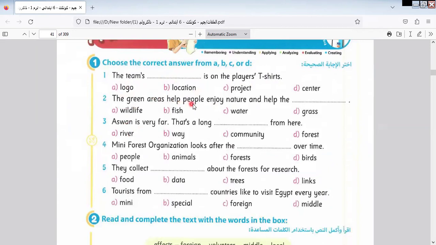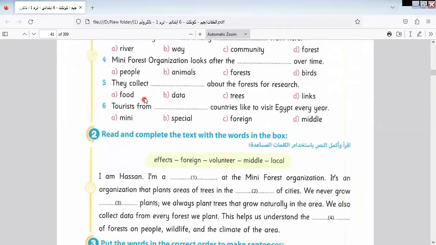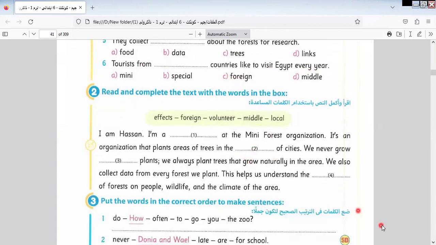The green areas help people enjoy nature and help wildlife. Many forest organizations look after the forests. They collect data about the forest research. Tourists from foreign countries like to visit Egypt every year. Let's answer the questions below.